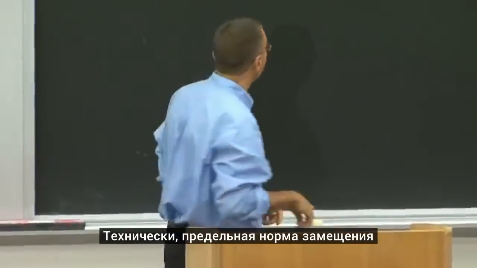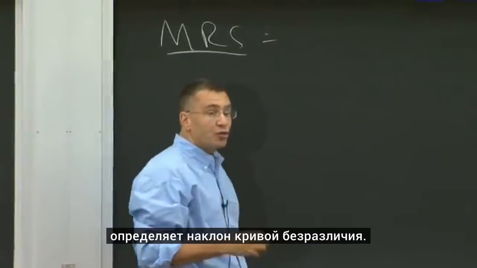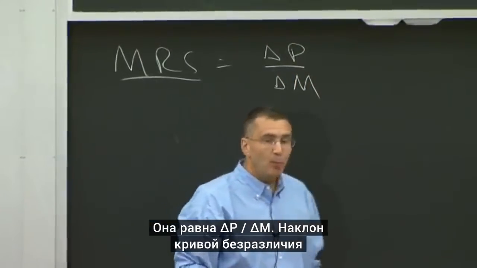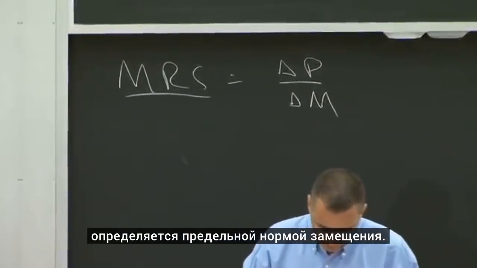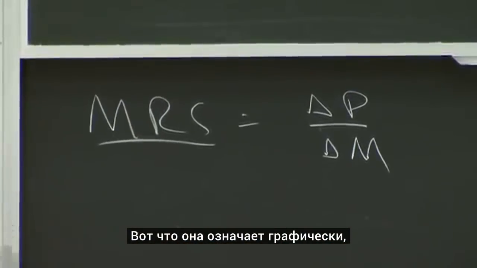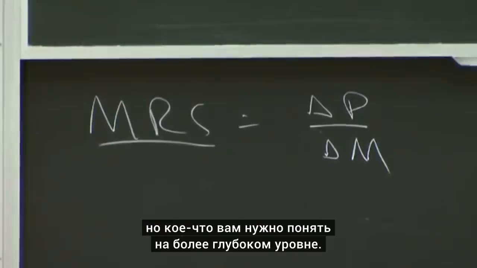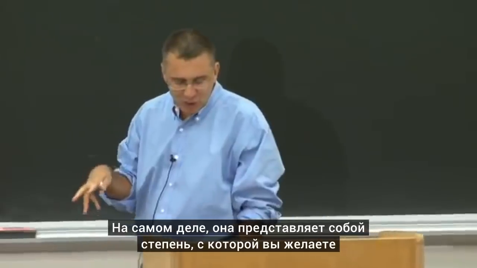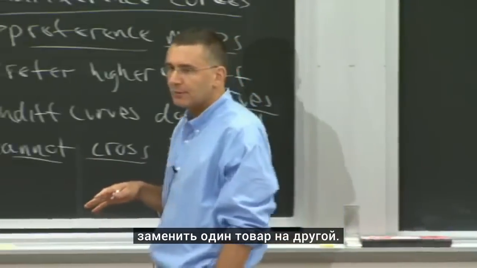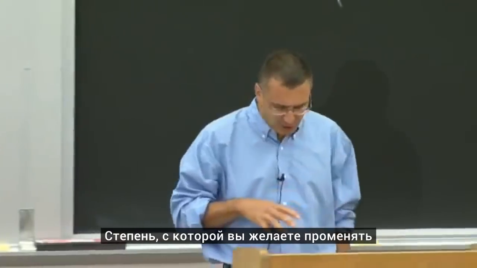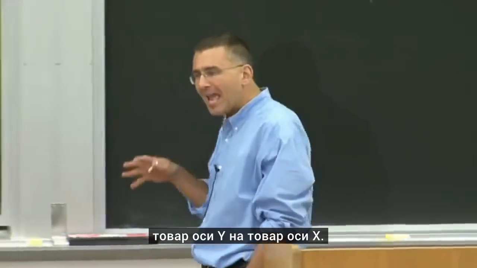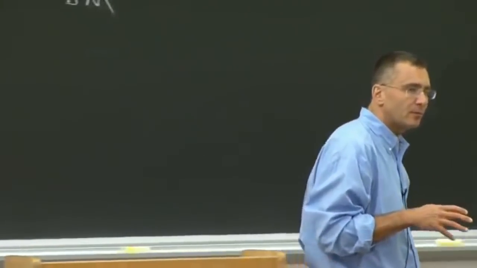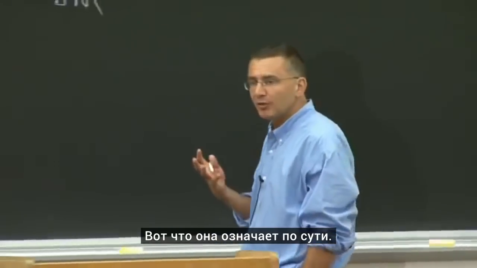Okay? The marginal rate of substitution technically is the slope of the indifference curve. It's delta P over delta M. The slope of the indifference curve is the marginal rate of substitution. Okay? That's what it means graphically. But here's what you have to understand at a deeper level. What it really is, it's the rate at which you are willing to trade off the y-axis for the x-axis. The rate at which you're willing to trade off pizza for movies. Okay? So that's what it means intuitively.